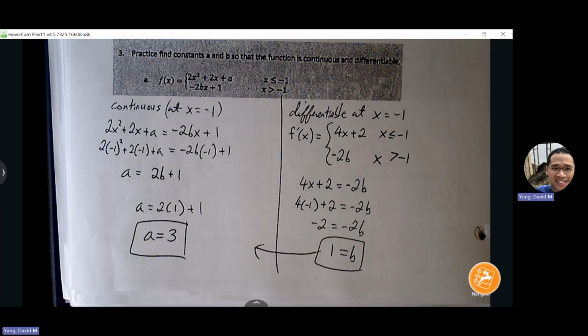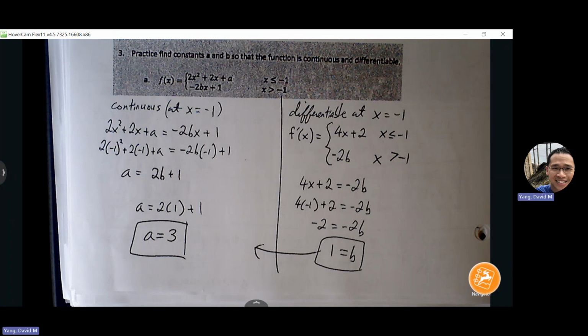Differentiable? Yeah, you do the same things you did on the continuous, just the derivatives. The reason we can do this is because if it's continuous, that means these graphs must share the same y value of -1. So that means the equations are going to be sharing the same y value.